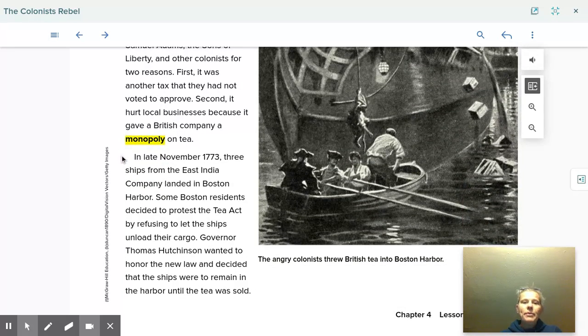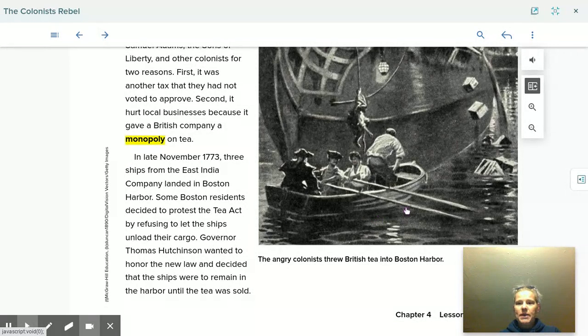In late November of 1773, 3 ships from the East India Company landed in Boston Harbor. Some Boston residents decided to protest the Tea Act by refusing to let the ships unload their cargo. Governor Thomas Hutchinson wanted to honor the new law and decided that the ships were to remain in the harbor until the tea was sold.